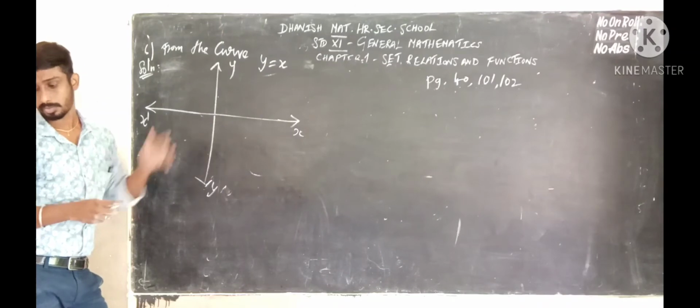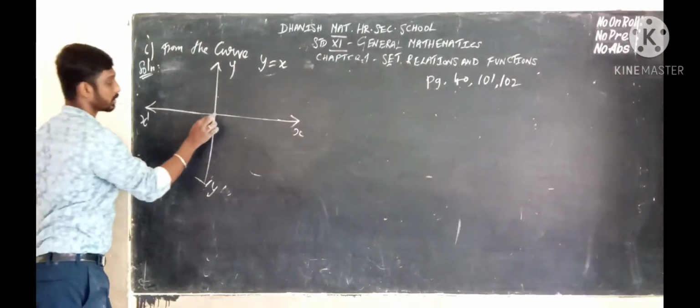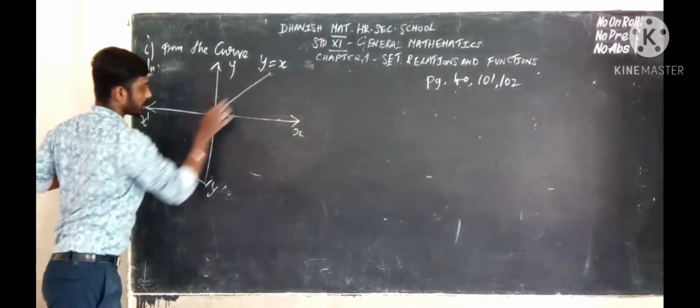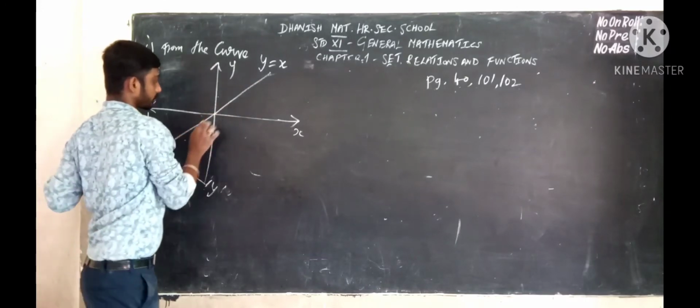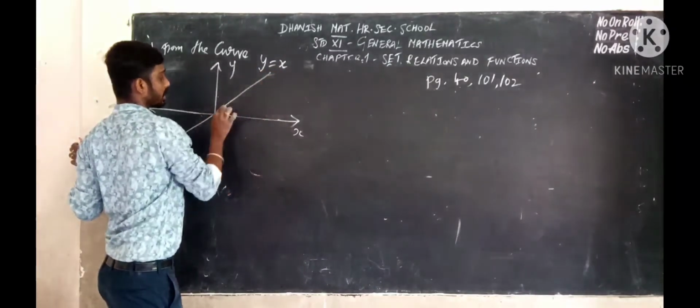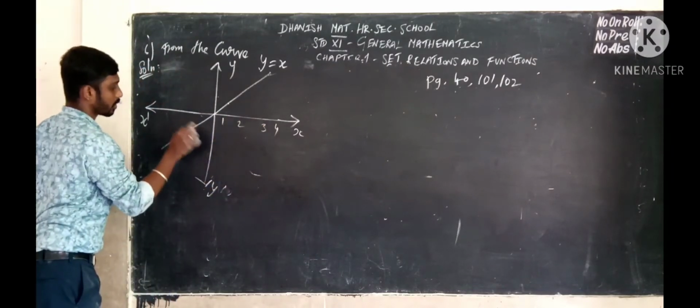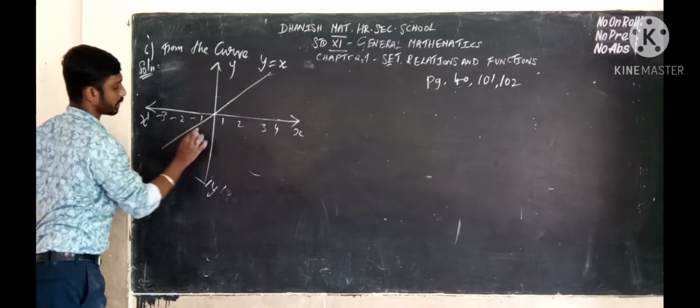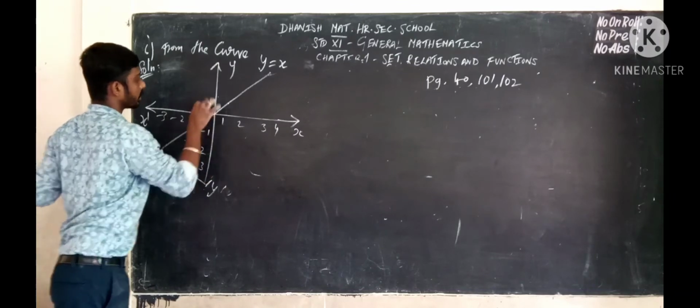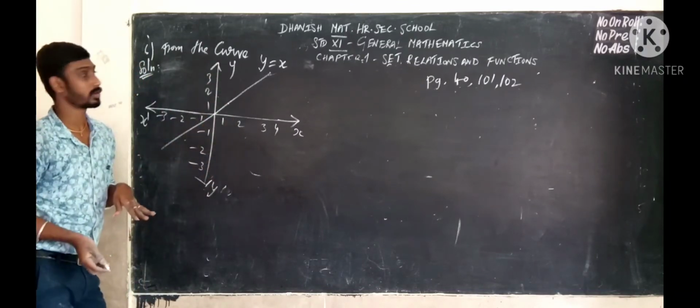What is the condition for the y is equal to x graph here? It will go like this, because if I put plus 1, I am getting 1 comma 1 here, then minus 1, minus 2, minus 3 here, minus 1, minus 2, minus 3, then 1, 2, 3. Same condition you have to write like this.